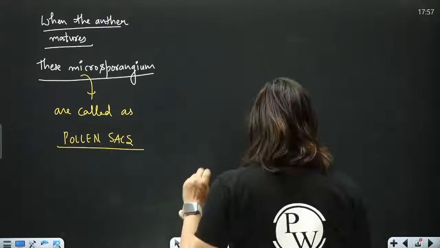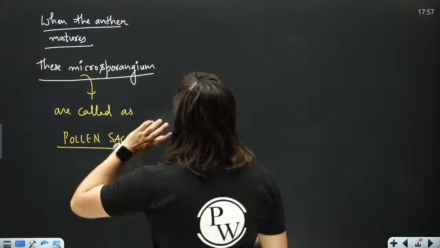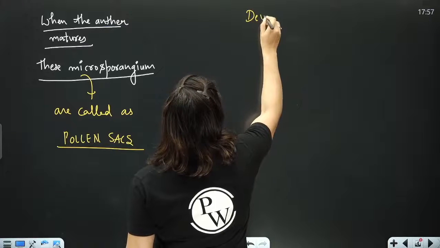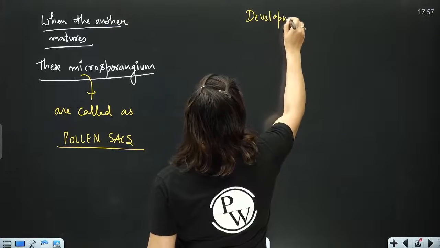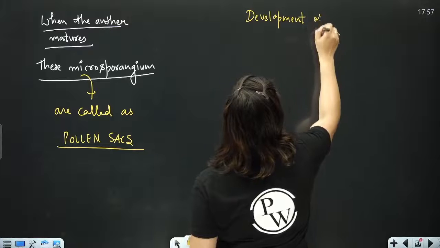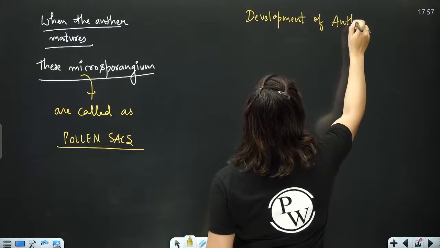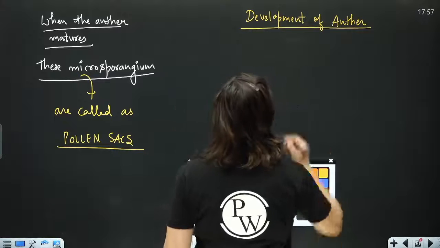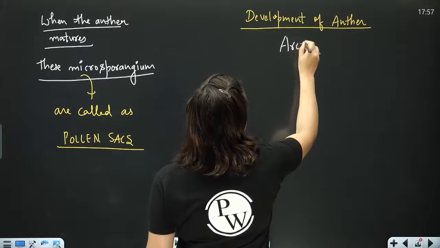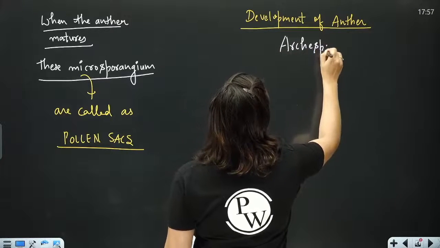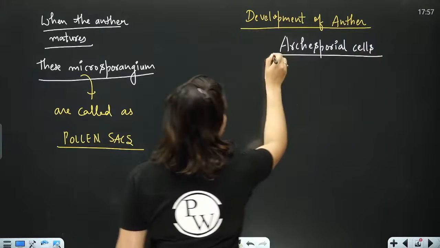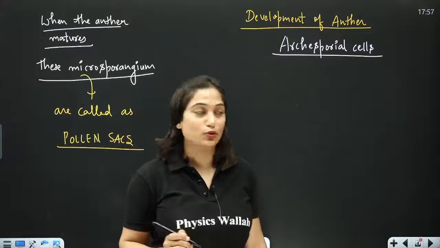Okay. Now, what is important in anther is development of anther. How the anther gets developed in case of angiosperms. The development of anther occurs through special cells called the archesporial cells. These are the special cells which ultimately give rise to the anther.